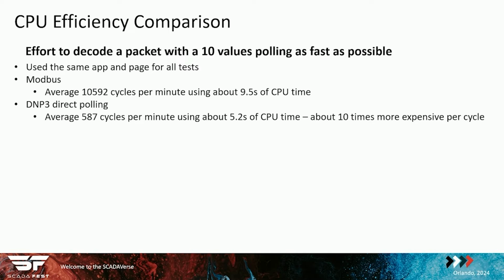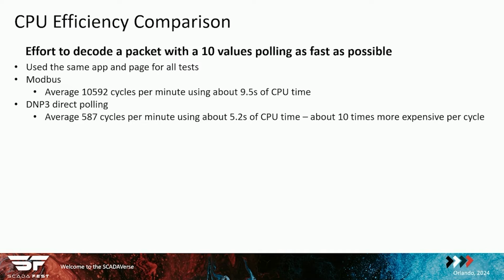And then I said, well, how does this scale if I try this for packets with 10 values? My Sparkplug B device didn't have that, so I just limited this to Modbus and DNP3. As you see with Modbus, I'm still getting roughly the same amount of data back from the PLC, about 10,000 cycles in a minute when I'm polling as fast as I can, and it uses about 9.5 seconds of the CPU. For DNP3, there was a serial converter partway, so the cycle count isn't comparable, but you can still look at the effort level.